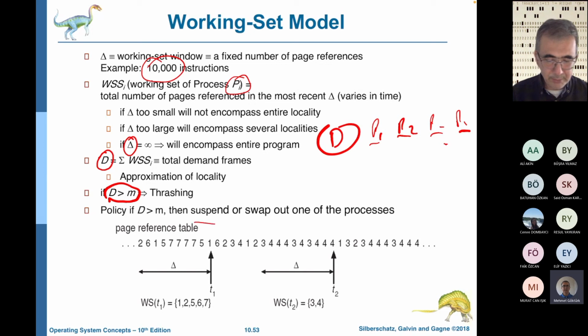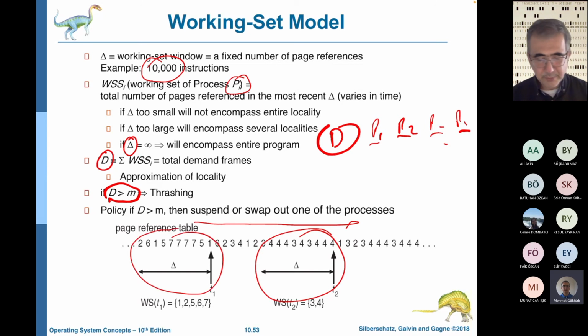Okay, this is one example of the reference table, and this is the size of the working set. This is another working set. These are two different working sets. And if D is greater than M, the memory, then suspend certain processes. It is like a deadlock avoidance algorithm. It is distantly related to the deadlock avoidance algorithm, Banker's algorithm.